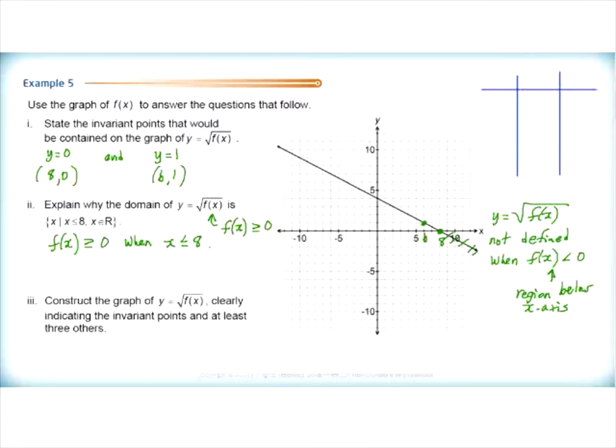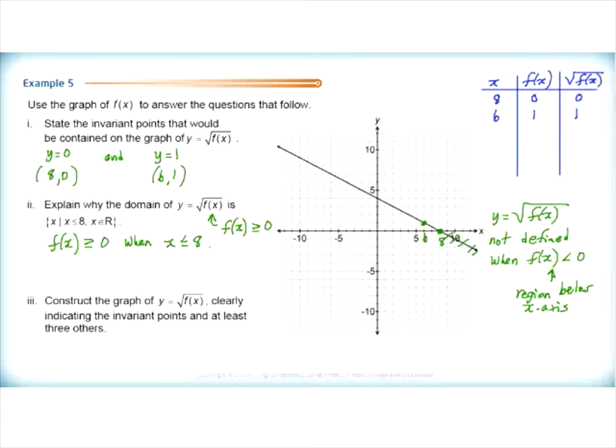In one column, we'll record x. Another column will record f of x. And in the third column, we can look at the square root of f of x. So to include the invariant points, when x is 8, f of x is 0, and the square root of 0 is 0. Then we can look when x is equal to 6, f of x will equal 1, and the square root of 1 is 1.